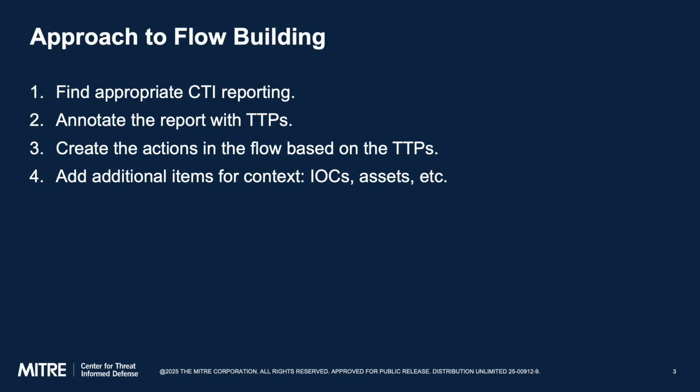The third step is to create the action nodes in the flow, which, as we discussed in the previous section, form the backbone of any flow. And then the fourth and final step is to enrich the flow with context, like indicators of compromise and assets. Now let's take a look at these 4 steps in some more detail.